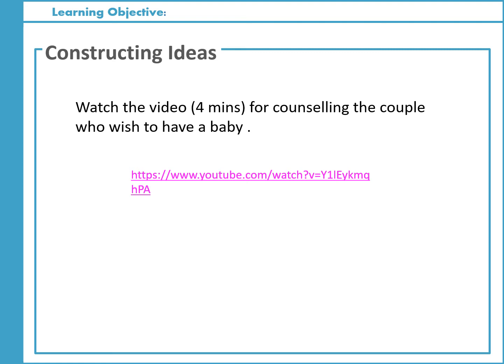Next thing I'd like you to do, please, is launch the video or type it in if you're watching this as an MP4 file. It's a video about a couple who are going to a counsellor. They know that they have the potential to produce a child with a genetic condition, and they're going to talk with her about some various different options that they might take to try and reduce the risk of having the child with the genetic condition. Okay, so the video is about 4 minutes long. When you've done that, come back to the slideshow, please.